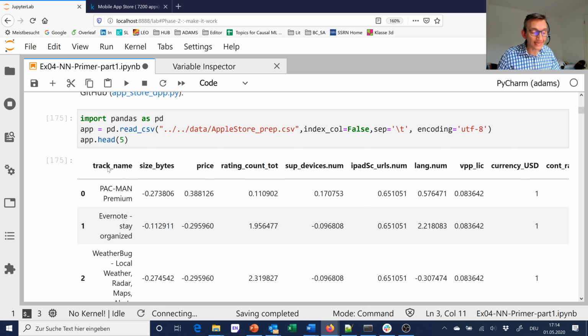We have a name, of course. So this is Pacman Premium, the first one. Then we have Evernote, Sam Organized, WeatherBug, etc. As information, we have the size of the app in bytes. Not sure that is particularly useful. Price, rating count total, and let me scroll a little bit to the right.